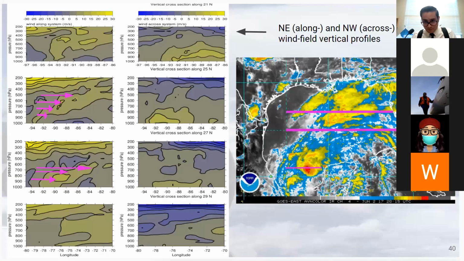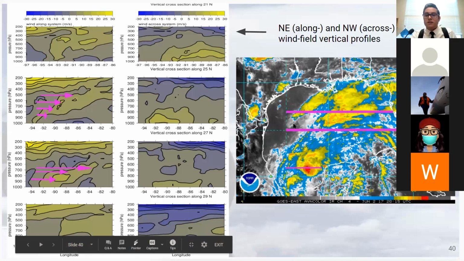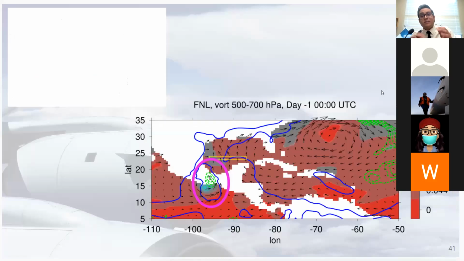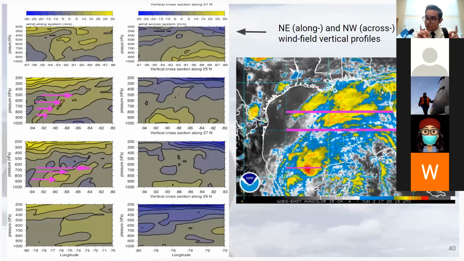So how does it look? This is the image of horizontal cross-sections. At a specific latitude, I averaged with respect to the latitude, and I did longitudinal cross-sections of how the along and across wind look. From the across wind, I can tell you in summarized terms that this is 21 west, 25 west, 27, and 29 is already in mid-latitudes, or already in the Western Atlantic. This is in the Gulf of Mexico, the first three.